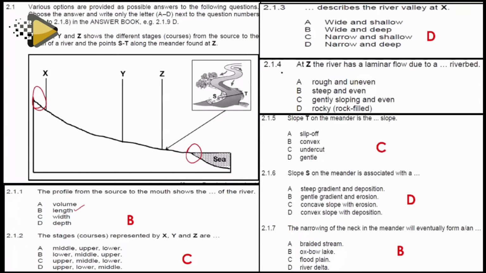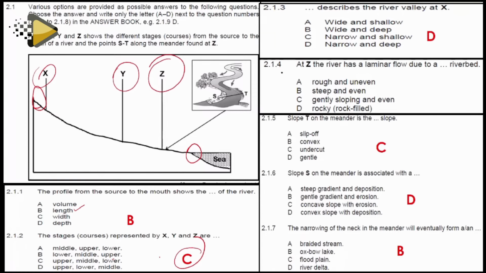And then what do we have there? The stages. Now these stages are scrambled up. What you must do is choose the correct order. It says here, the stages X, Y, and Z. So it must be upper course, middle course, and lower course. So the correct answer there will be C.